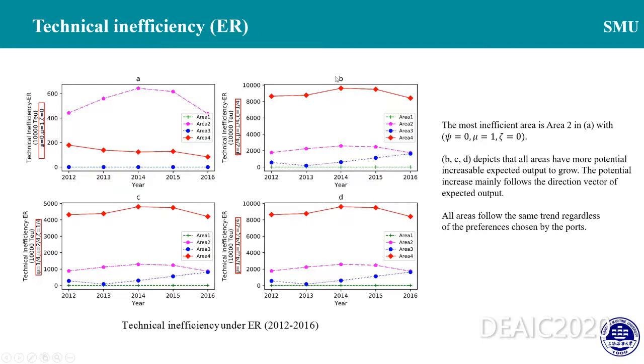And pictures B, C, D show that the potential increase mainly follows the direction vector of expected output. However, it is noticed that all areas follow the same trend regardless of the direction chosen by the ports. In this case, only area 1, which is also the green line, has higher technical efficiency all the time, and area 4 becomes the most inefficient area.